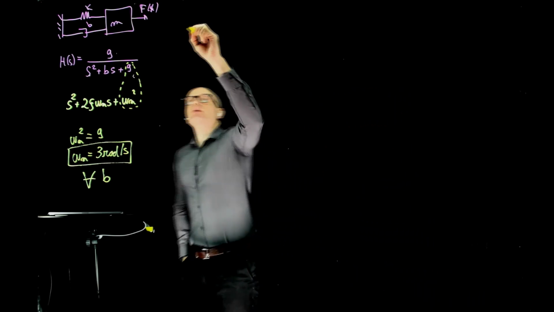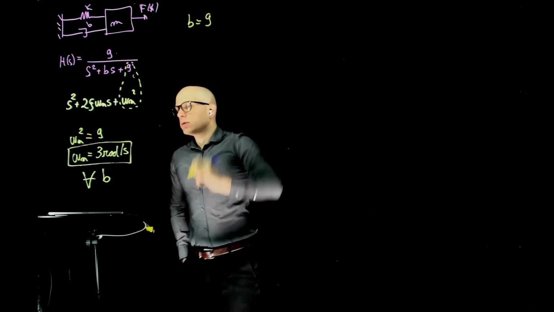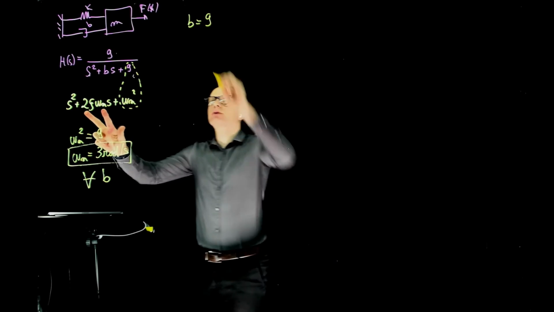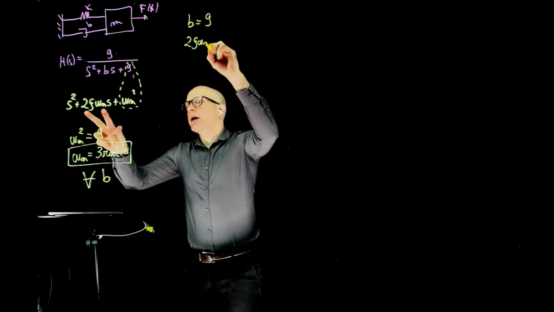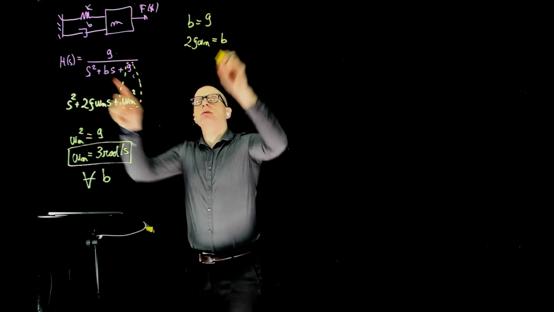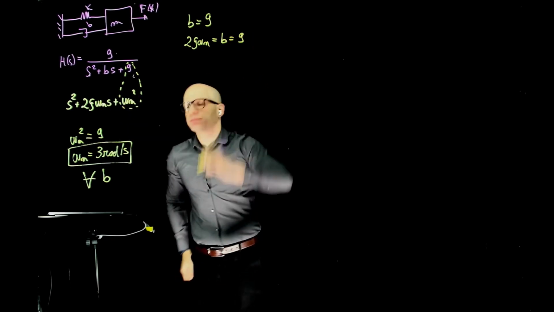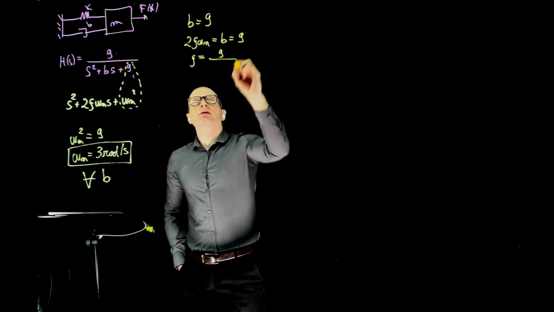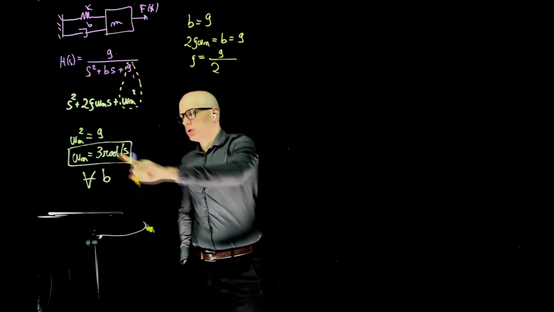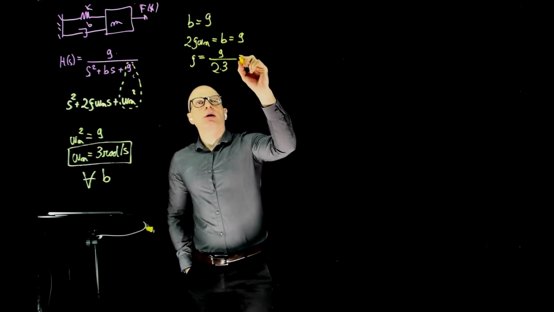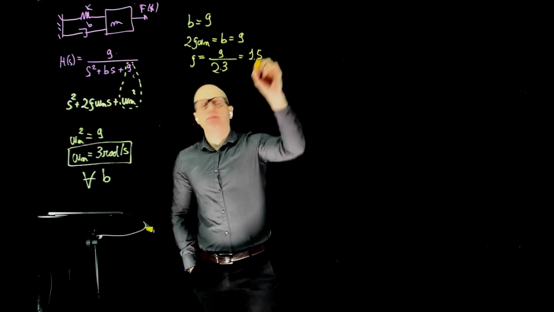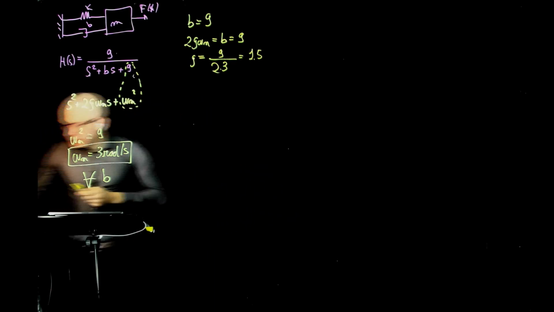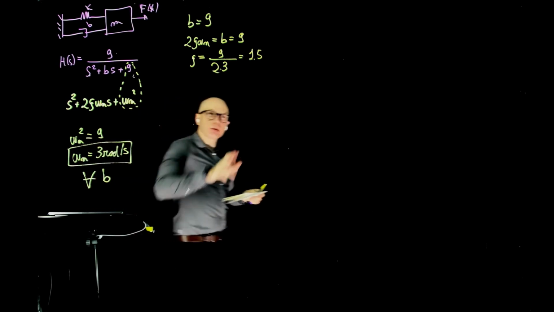In the first case, b equals 9. When b equals 9, what is the damping ratio? If b equals 9, you can equate 2 zeta omega n to b, which is 9. So zeta is 9 divided by 2 times omega n, which is 3. 9 divided by 6, that's 1.5. What can you tell about the system now that we found out that the damping ratio is 1.5?